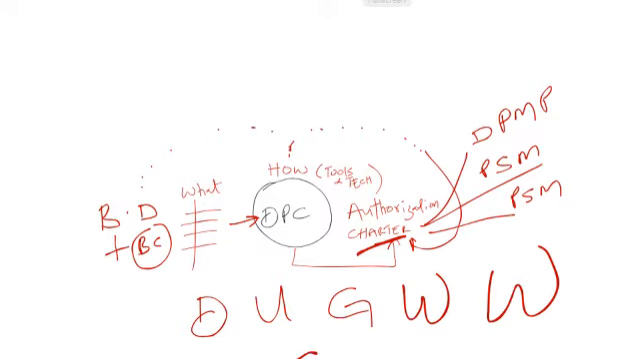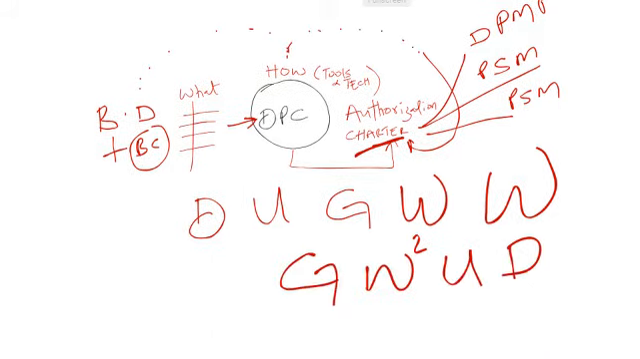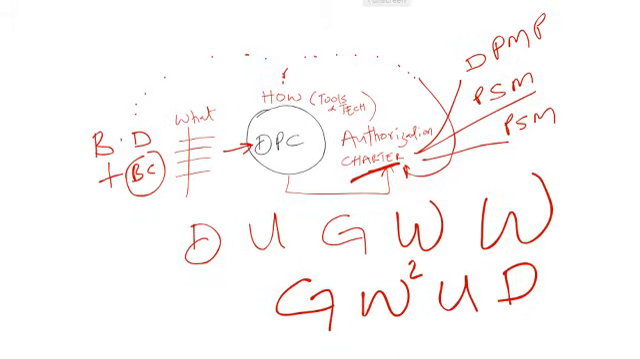Get good. What am I doing? What am I getting? What am I using? Where is it going? And why is it going there? If you can ask yourself these questions, what am I doing? What am I getting? What am I using? Where is it going? Why?